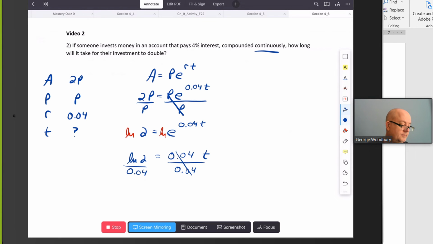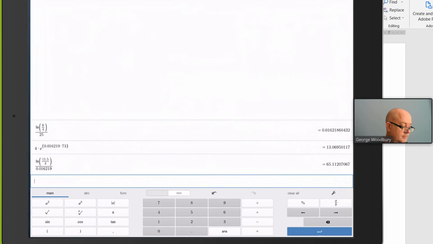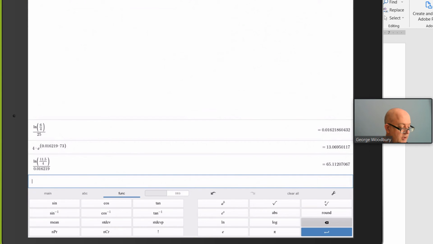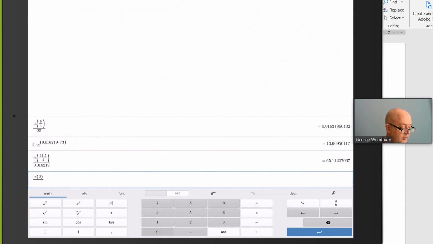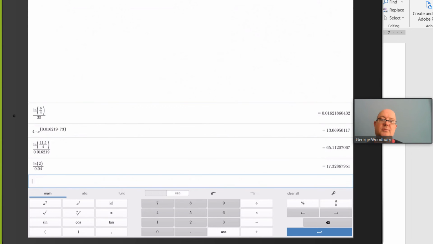Off to the calculator. Function, natural log, back to the main screen, of 2 divided by 0.04. And we get 17.3 years.